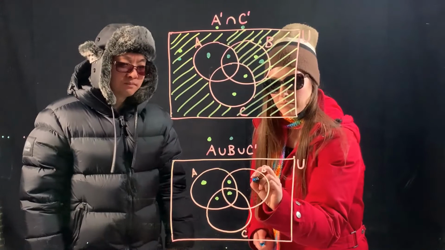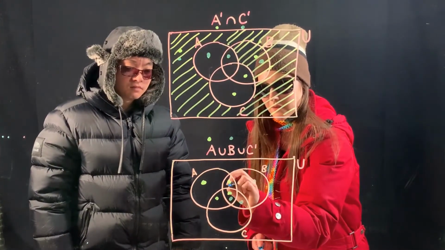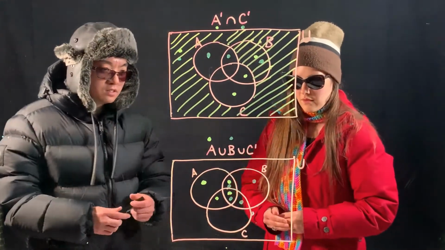B exists here. B exists here. B exists here. B exists here. Okay. Can I get you to help me with this last one then?